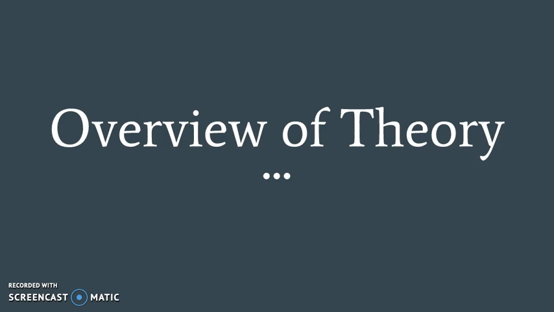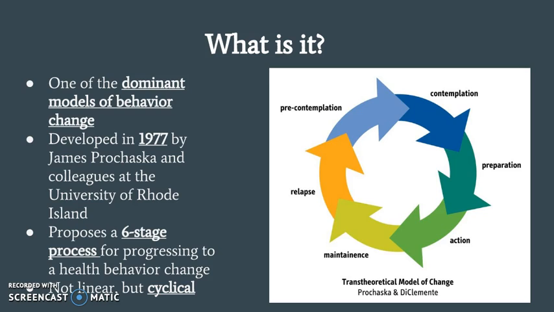So starting with an overview. The Transtheoretical Model is really one of the dominant models of behavior change. It was developed in 1977 by James Prochaska and colleagues at the University of Rhode Island, and it proposes a 6-stage process for progressing to a health behavior change. And as you can see with the diagram on the right here, it's really meant to be seen as a cyclical process. And oftentimes people will move in and out of one stage before progressing on to the next one.